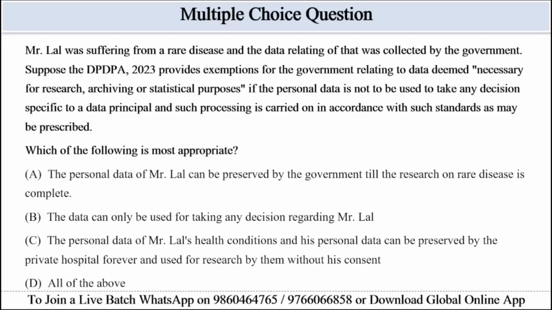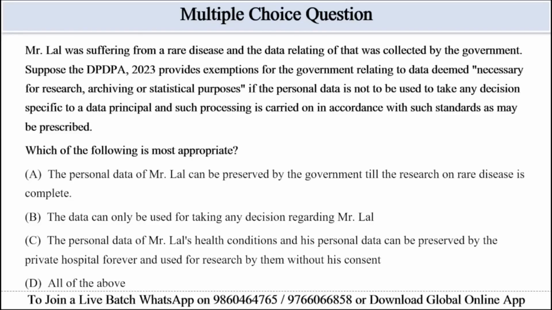Basically, the question asks how Mr. Lal's health data may be used or preserved when there is a specific research exemption. Data may be processed for research, archiving, or statistics if it is not used to take any decision about a data principle and is processed per prescribed standards. So the passage says the Act gives broad exemption to government processing, including for purposes like prevention, detection, investigation, and similar public interest grounds, and mentions that the government is exempt from deletion and purpose limitation. The hypothetical adds an explicit research exemption as long as no individual-specific decision is taken.